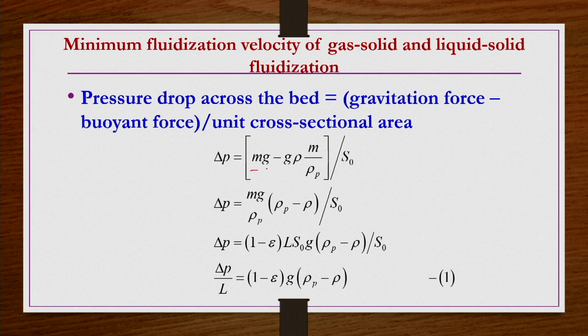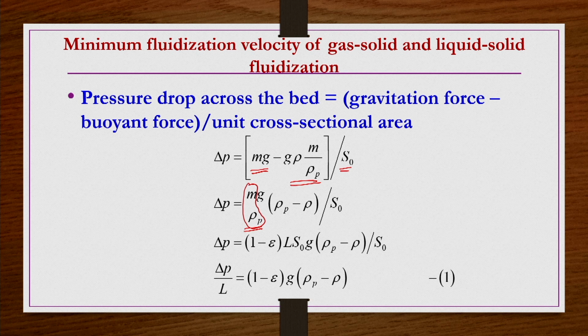So the pressure drop across the bed should be equated to the gravitational force minus the buoyant force per unit cross section area. So this is the gravity force, this is the buoyant force, divided by the cross section area S naught. From these two terms, if you take mg by rho p common, you get mg by rho p multiplied by rho p minus rho, divided by S naught. Now, what is m by rho p? M by rho p is nothing but the volume of all the particles within the bed.